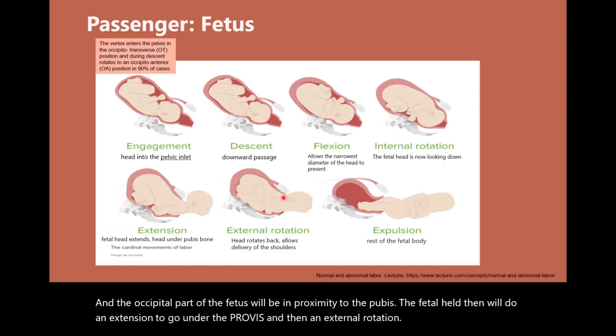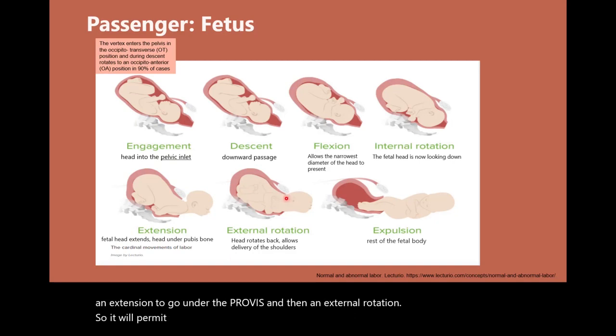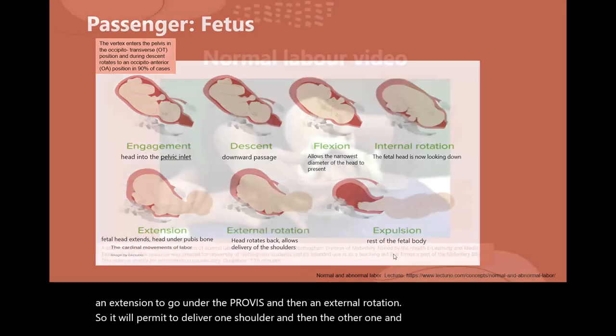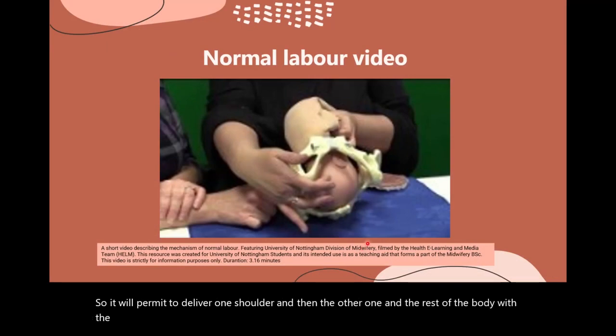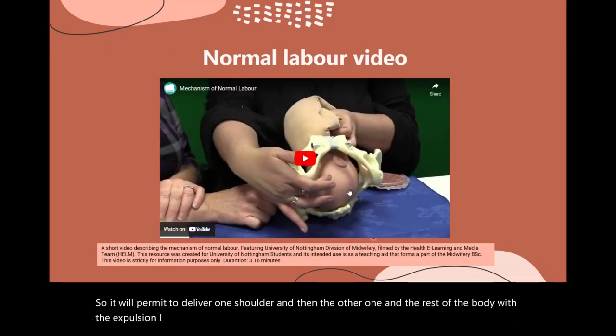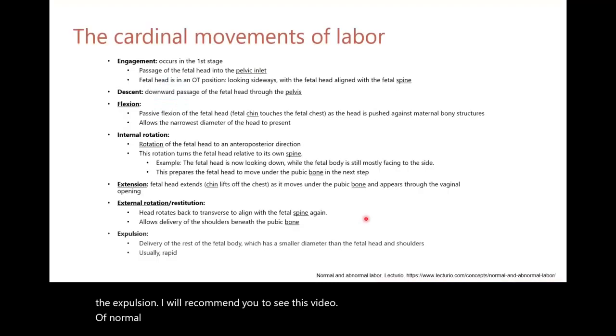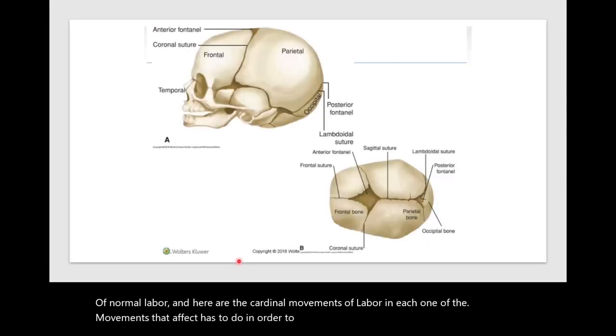So it will permit to deliver one shoulder and then the other one, and the rest of the body with the expulsion. I will recommend you to see this video of normal labor. And here are the cardinal movements of labor, each one of the movements that the fetus has to do in order to be expulsed.